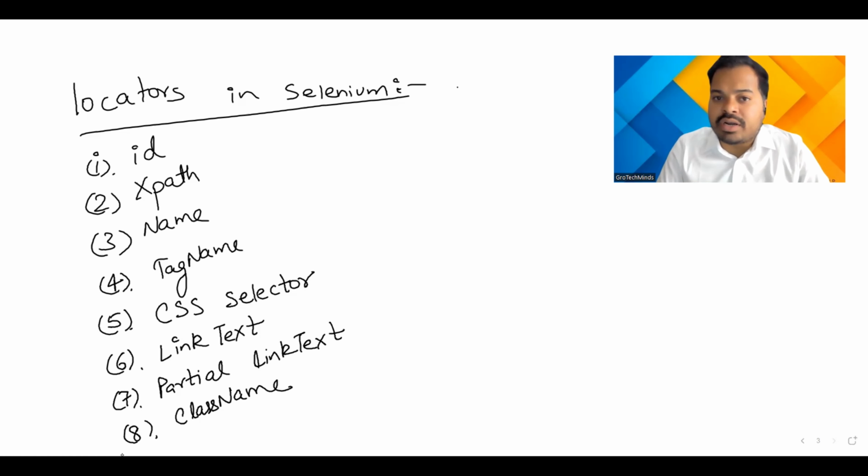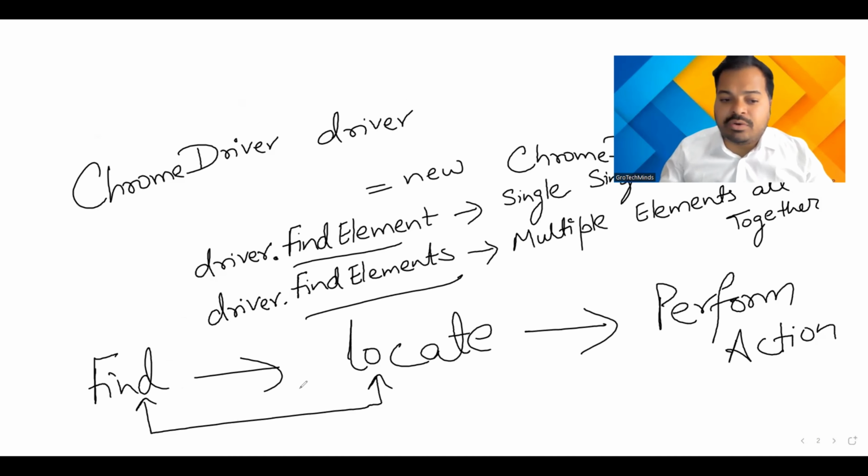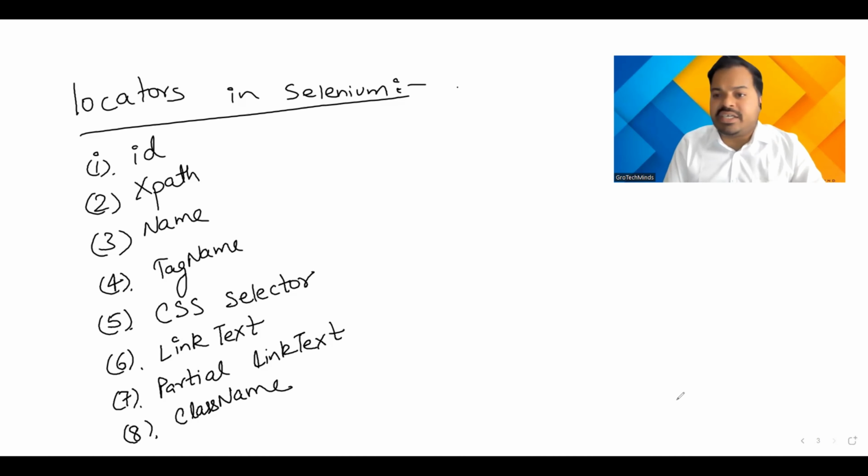Why is locating important? To perform an action on it, right? As I told you a few minutes ago, I will first be finding the element. How will I be finding the element? Using findElement or findElements. After finding the elements, I will be locating them. How will I be locating them? Using the locators I have. Do I have to locate a given component with all of the locators all together? No. Any one locator can be used at a single time for a particular component, right?